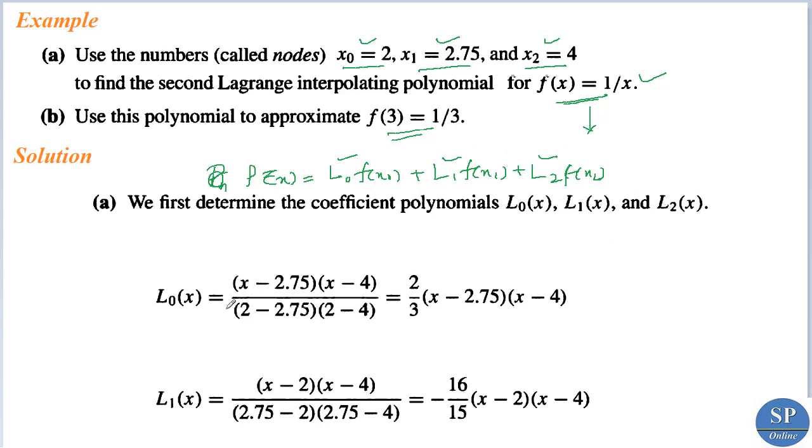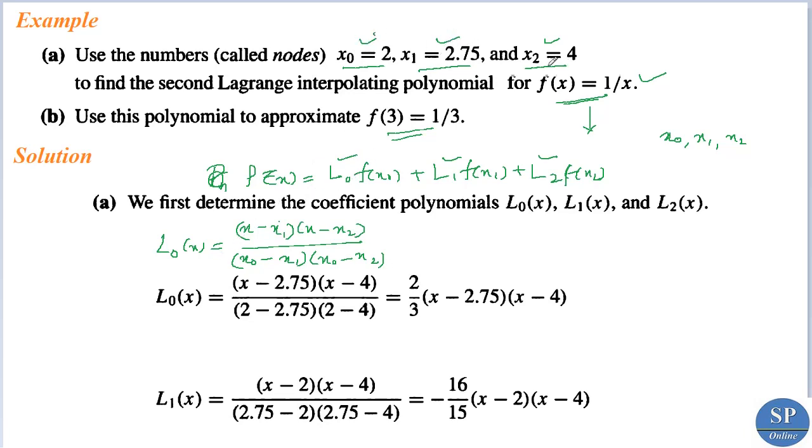So we know first we can find the coefficient polynomials L0, L1 and L2. We have L0 of x is equal to, here we have 3 points x0, x1 and x2. So L0 will be x minus x1 into x minus x2 divided by x0 minus x1 into x0 minus x2, where we replace x by x0 in the denominator because we are finding L0 here. This will be L0.